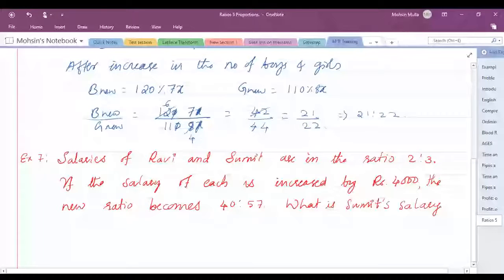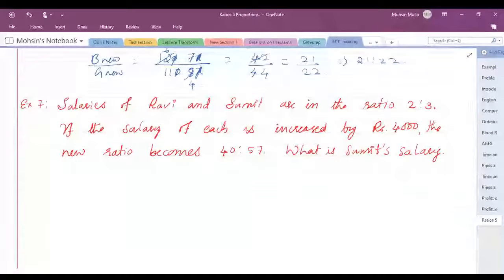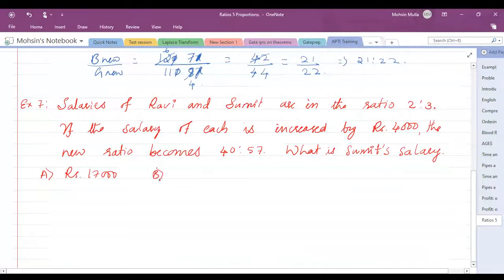Okay, so here the options are: A, rupees 17,000. Option B, rupees 20,000. Option C, rupees 25,000. And option D is rupees 38,000. Okay.